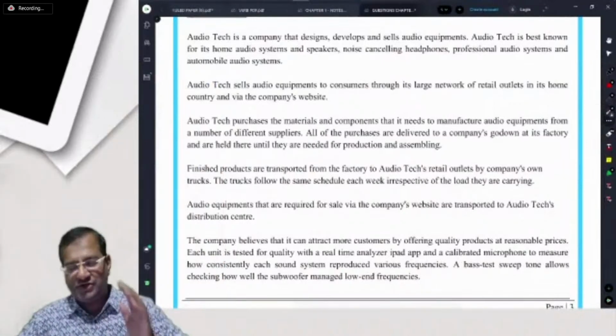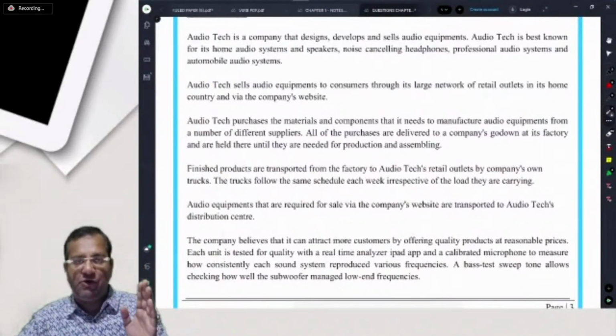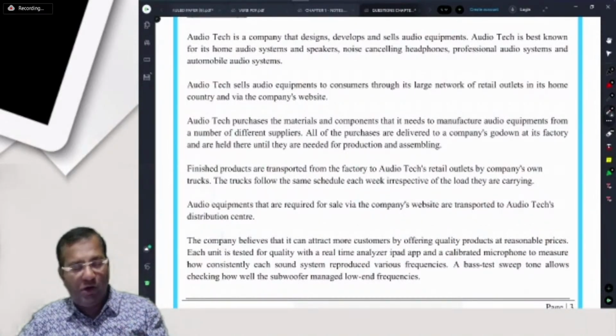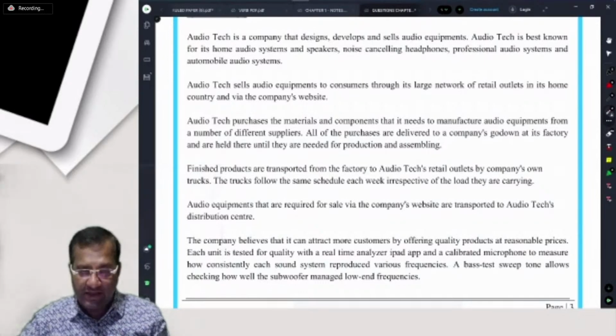What will be the structure? First of all, we will write the theoretical content. That is inbound logistic is purchasing, receiving, storing, and distributing the goods to the production department whenever needed. This is the theoretical point.